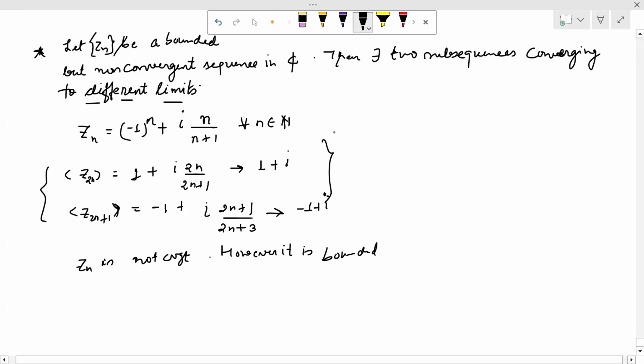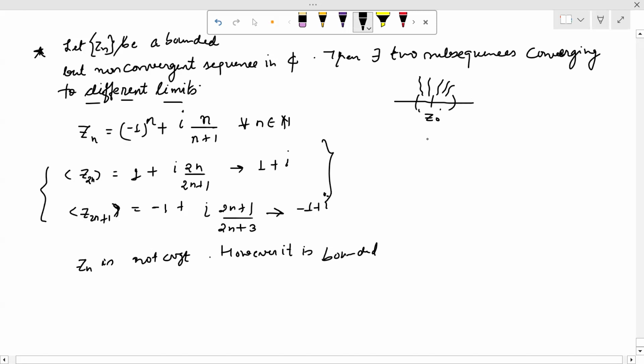I hope it is clear. Another important point is, let's see, what is a limit point of a sequence? If I'm saying that z naught is a limit point of a sequence, then in the neighborhood of z naught, you can find infinite members of the sequence except z naught.